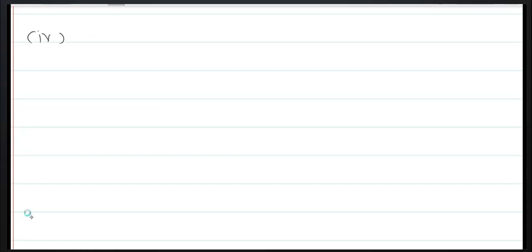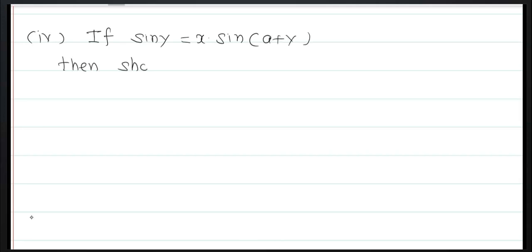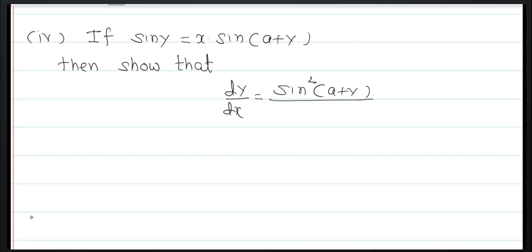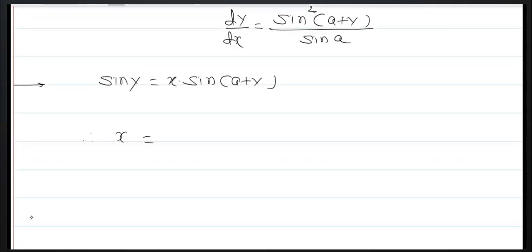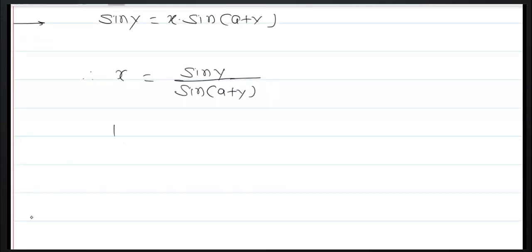Fourth question. If sin y is equals to x sin of a plus y. Now here again we can express x in terms of y, that is y will be the variable, and then differentiate with respect to y, then find out dy by dx by using the definition of the inverse function. Now sin y is equals to x sin of a plus y. Therefore x is equals to sin y upon sin of a plus y.